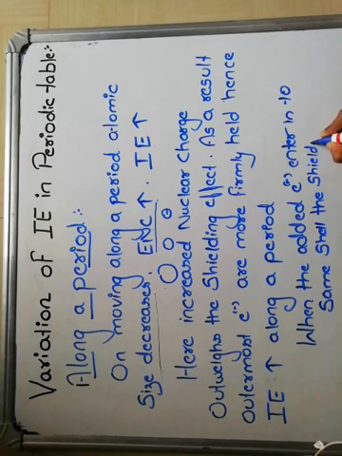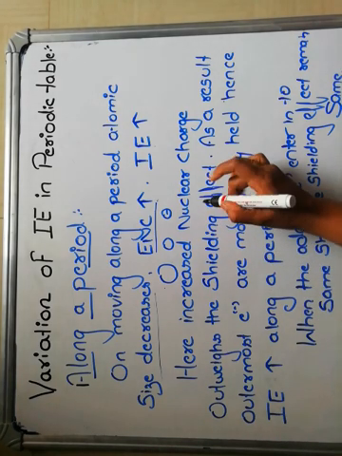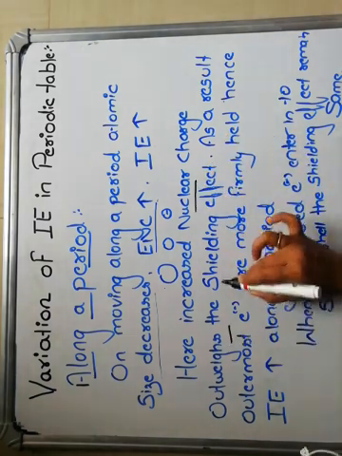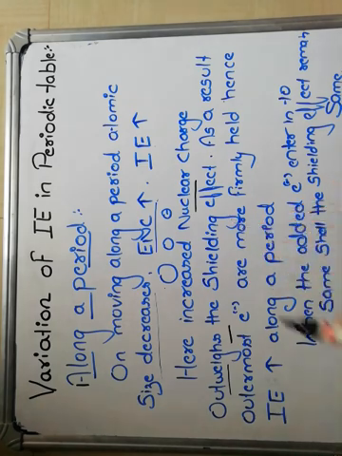The shielding effect remains the same, so it will remain the same. So at that time what happens? Here the increased nuclear charge is more than that of the shielding effect. Here the increased nuclear charge outweighs the shielding effect. So nuclear charge is more when compared to that of the shielding effect.